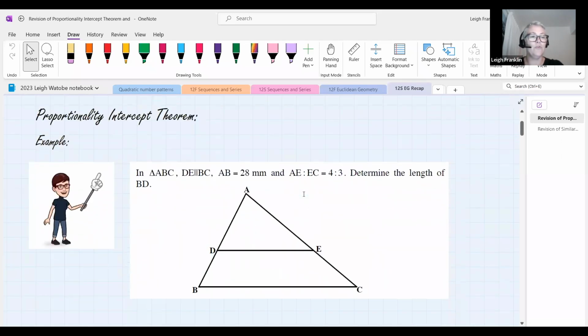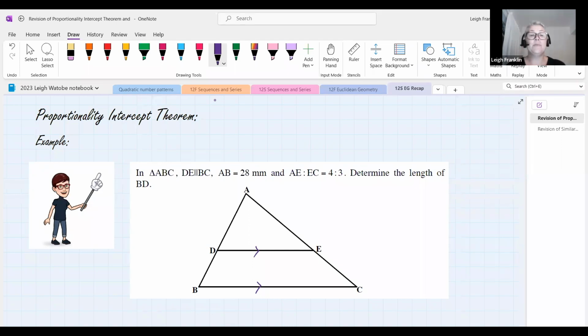Okay, so just to run through the proportionality intercept theorem with you guys. Again, very simple example. We are given a triangle and we are told that there is a line that is parallel to the third side of the triangle. In this case, DE is parallel to BC. If a line like DE is drawn parallel to the third side, the proportionality intercept theorem tells us that it cuts the remaining two sides into the same proportions. In other words, AD over DB is the same as AE over EC.